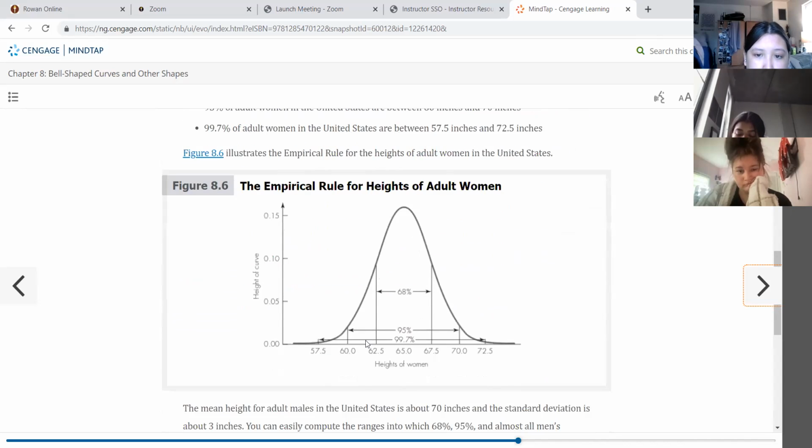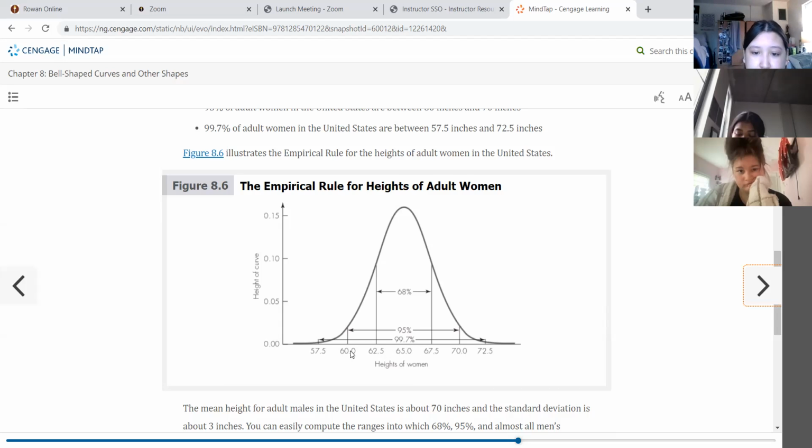So 68% of the heights are going to be between 62.5 and 67.5. How did we get that? We just added and subtracted 2.5. That's 1 standard deviation. What's 2 standard deviations? Well, 2.5 times 2 is 5.